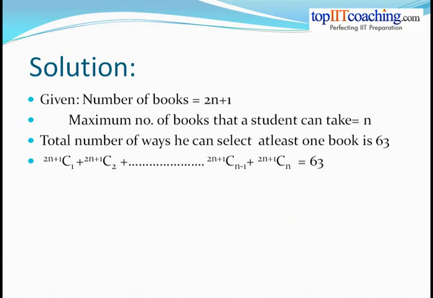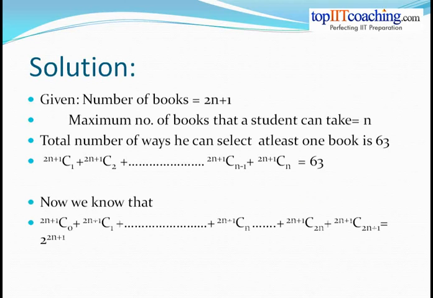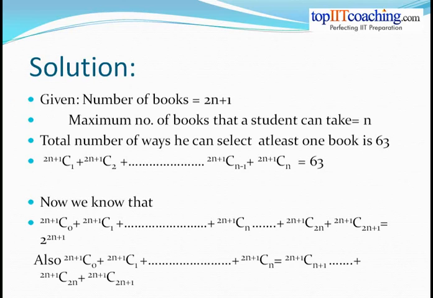Now from the binomial theorem, we know that 2n plus 1 C0 plus 2n plus 1 C1 up to 2n plus 1 C 2n plus 1 is equal to 2 to the power 2n plus 1. This result comes from the binomial theorem. Also we know that 2n plus 1 C0 plus 2n plus 1 C1 up to 2n plus 1 Cn is equal to 2n plus 1 Cn plus 1 up to 2n plus 1 C 2n plus 1. So this term is equal to this term.